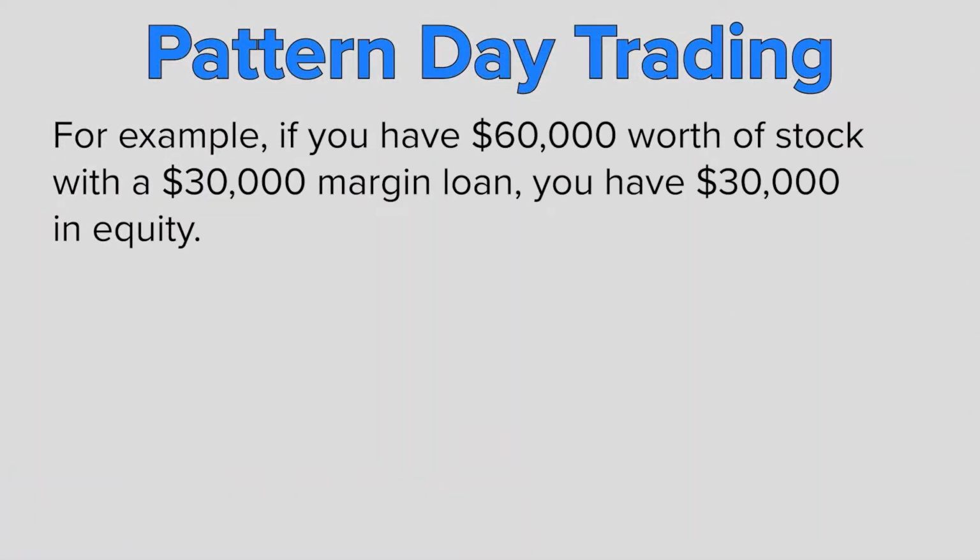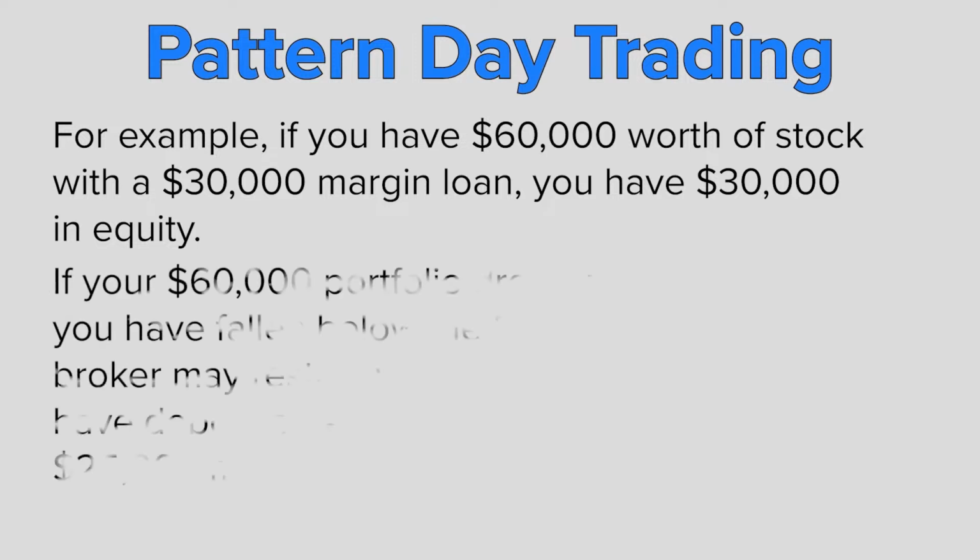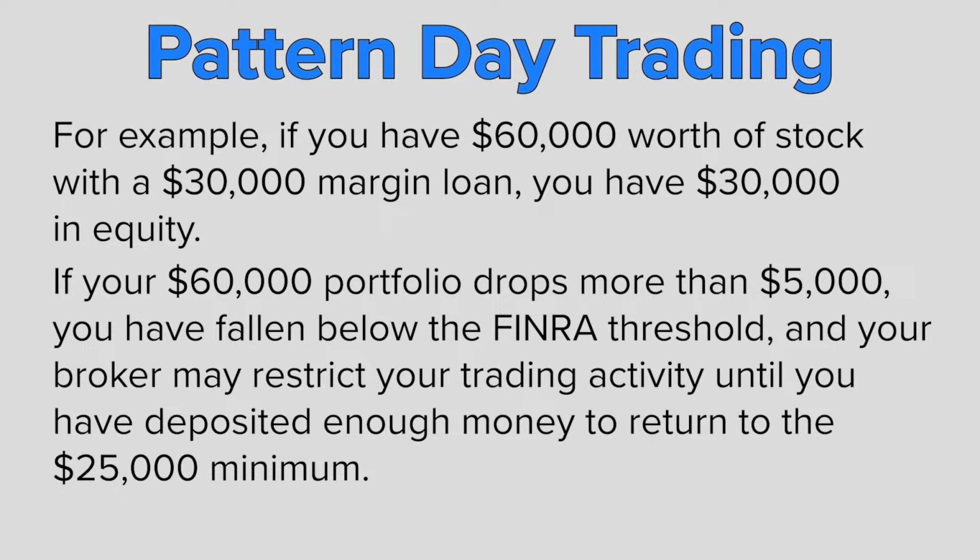Trading in a margin account allows you to borrow money against the value of your holdings, either to buy securities when you don't have enough cash on hand, or so that you can borrow securities to sell to other investors. To ensure that traders don't owe more money than they can repay if their trades move against them, FINRA requires traders to have at least $25,000 in equity value in their account for every day trade made on margin. For example, if you have $60,000 worth of stock with a $30,000 margin loan, you have $30,000 in equity. If your $60,000 portfolio drops more than $5,000, you have fallen below the FINRA threshold, and your broker may restrict your trading activity until you've deposited enough money to return to the $25,000 minimum.